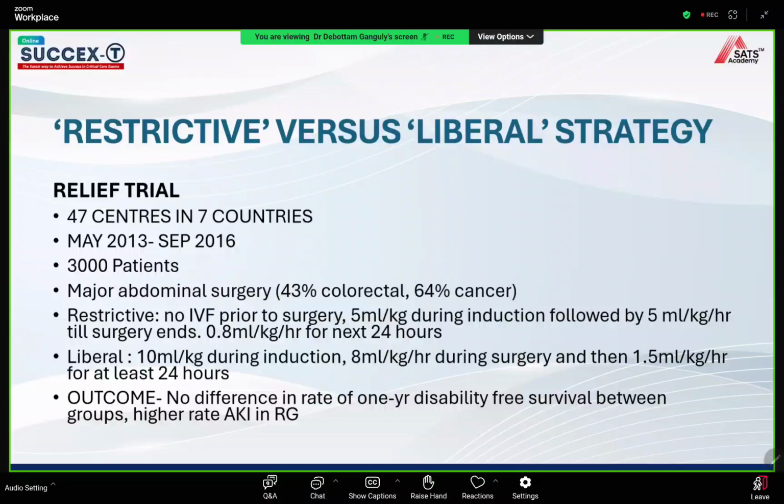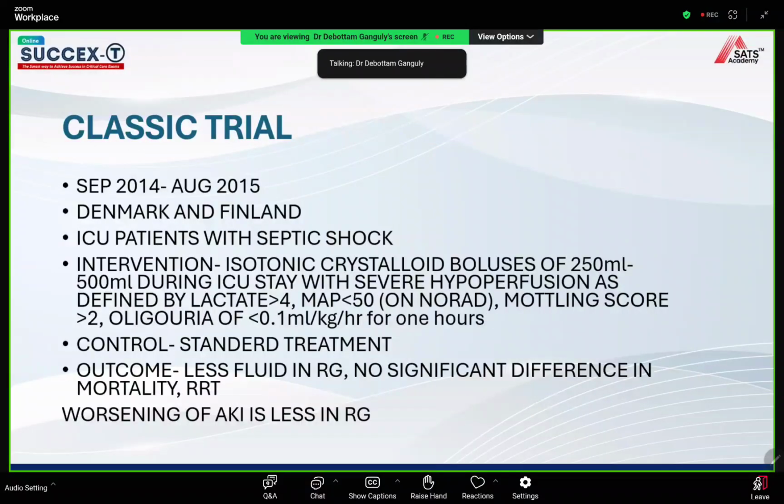Outcome: there is no difference in the rate of 1 year disability-free survival between the groups, but there is a higher rate of AKI in the restrictive strategy. So this is the RELIEF trial based on surgical patients. Similarly, you must go through this classic trial, the CLASSIC trial, in septic patients from September 2014 to August 2015, Denmark and Finland, ICU patients with septic shock. They gave isotonic crystalloid bolus of 250 ml to 500 ml during ICU stay with severe hypoperfusion.